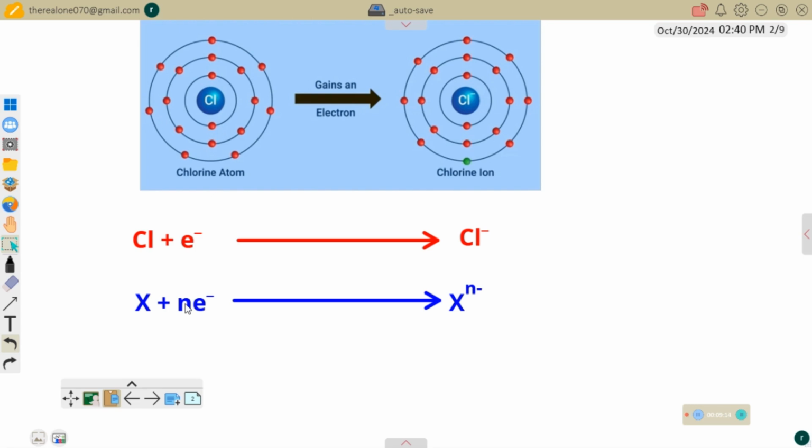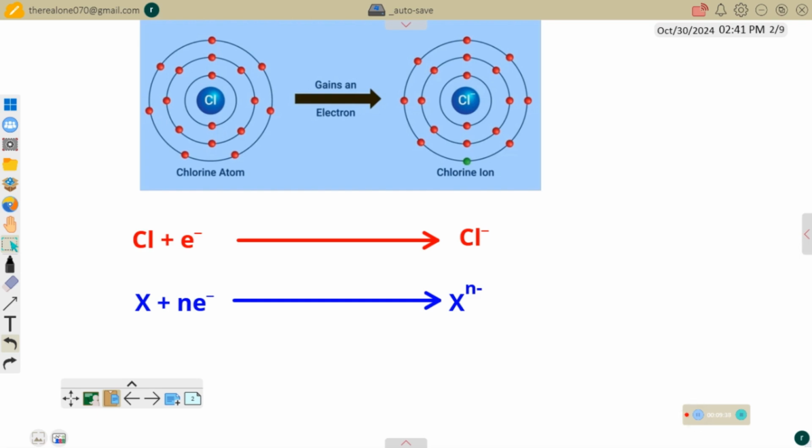And this depends on the group that the non-metal belongs to. If it is in group 7, it can gain only 1 to have a stable electronic configuration. If it's group 6, it can gain 2 to complete 8 electrons. If it is group 5, it can gain 3. If it is group 4, it can gain 4, so as to have a stable electronic configuration. So let's apply this to other non-metallic elements.